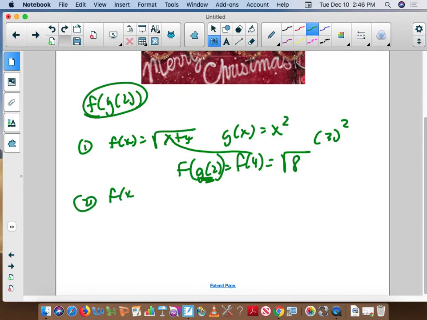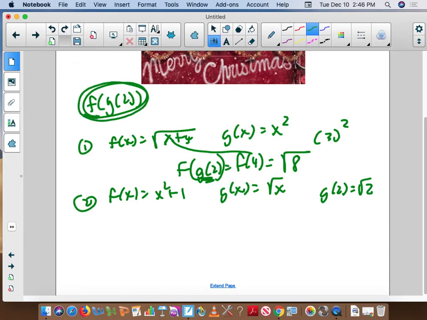So f of x is x squared plus 1. G of x is square root of x. I'm going to find G of 2, which is square root of 2, because I'm finding f of G of 2. And then I'm going to fill it into f. We haven't done much with square roots. Do y'all know what the square root of 2 squared is? It's just 2. What does the square do to the square root?